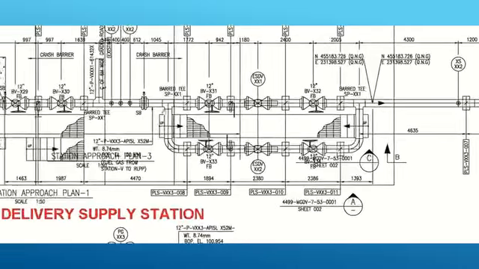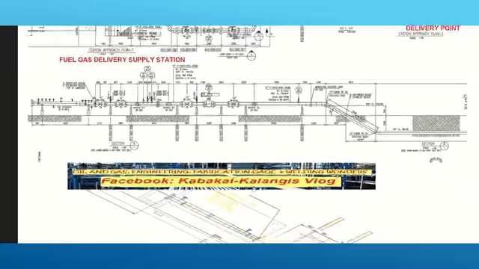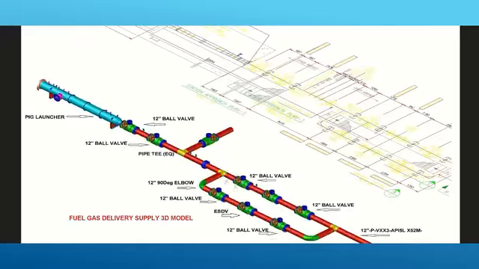If you can see, there are loops here. You can see in this plan view, and I will show you in the 3D model. This is the loop. Later on, I'm going to ask you and give you a trivia on why there is a loop on this pipeline. What is the purpose of this?